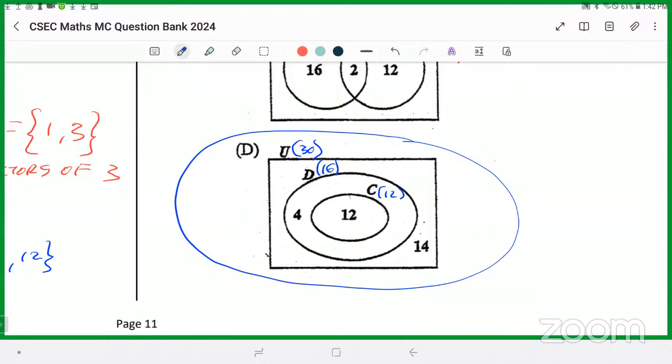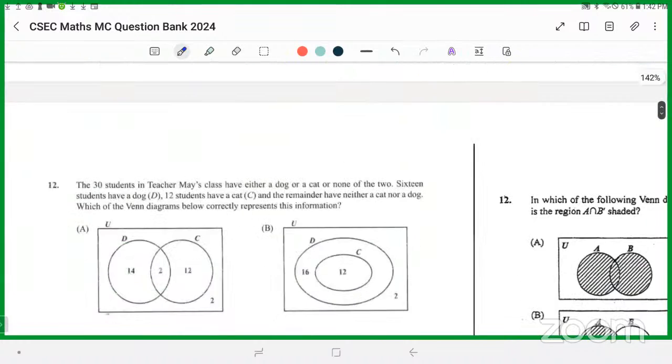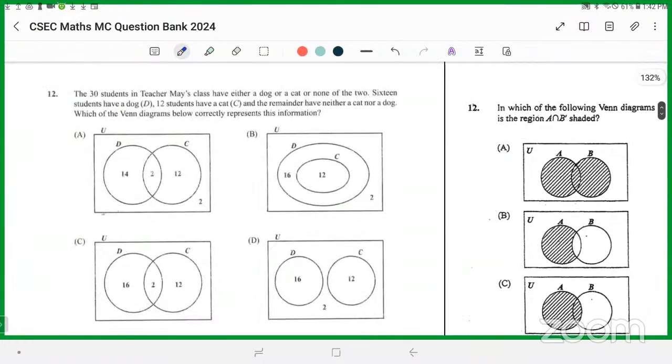All right. Then if you look at this one down here now. Same information almost, same Venn diagrams, but the answer is different, guys. This one says 30 students again in Teacher May's class. They have either a dog or a cat or none of the two. Did they say none of the two in the previous one? None of the two means you have some people outside, right? That's what none of the two means. So we're looking for people who have none of the two.